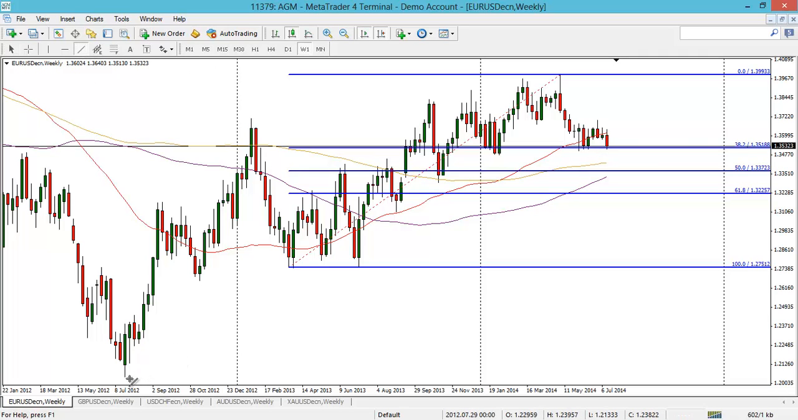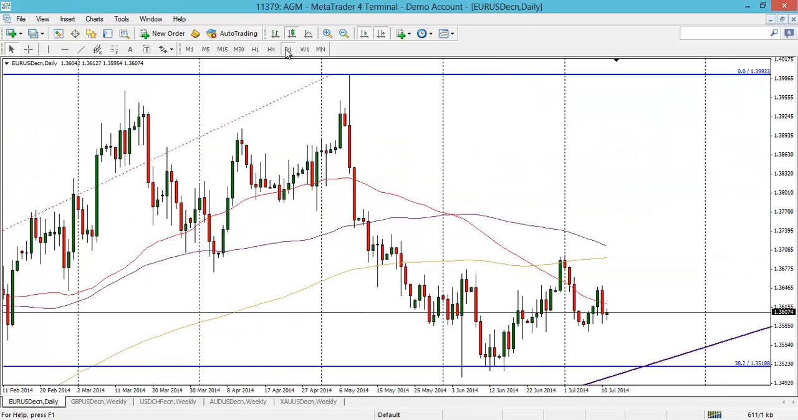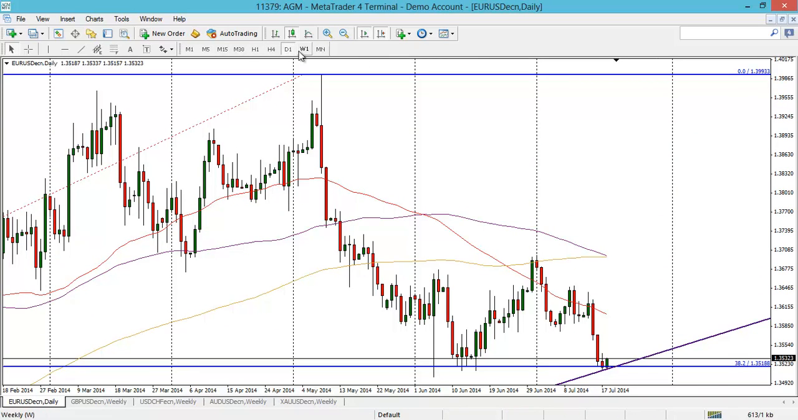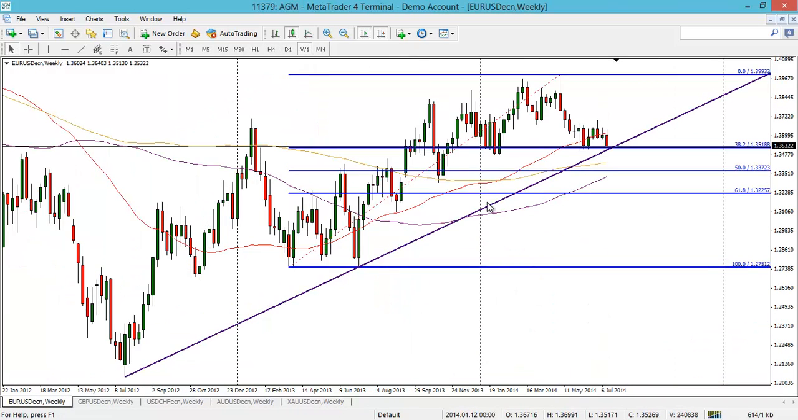Also, what's interesting to note is if you draw a trend line from the 2012 low, connect it with the 2013 low, you can also see that we're pretty much, I think it's a few pips shy, but actually no, it's pretty much on it. So yes, you can see that. So we've got a nice bit of confluence at the minute.